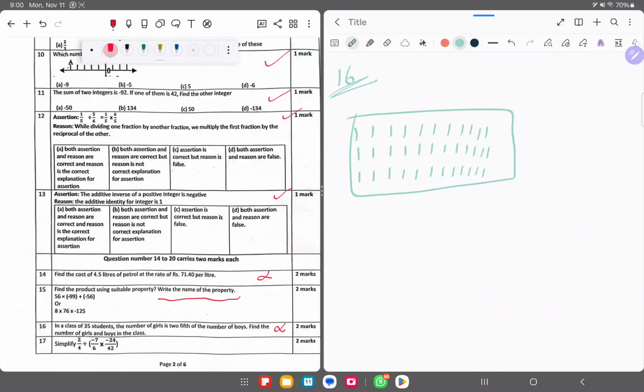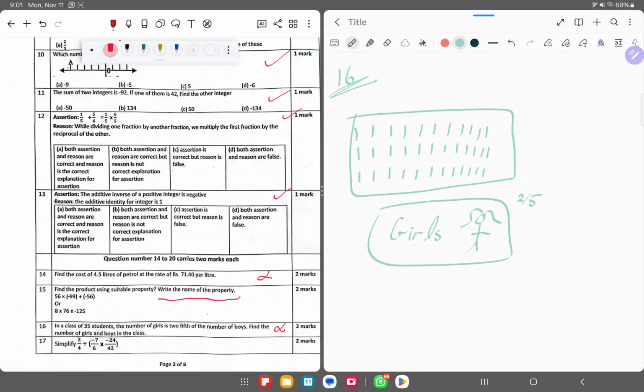35 students. The number of girls is 2/5 of the number of the boys. So the number of girls is 2/5 the number of boys. This one is 2/5 the number of all boys. Find the number of boys and girls in the classroom.